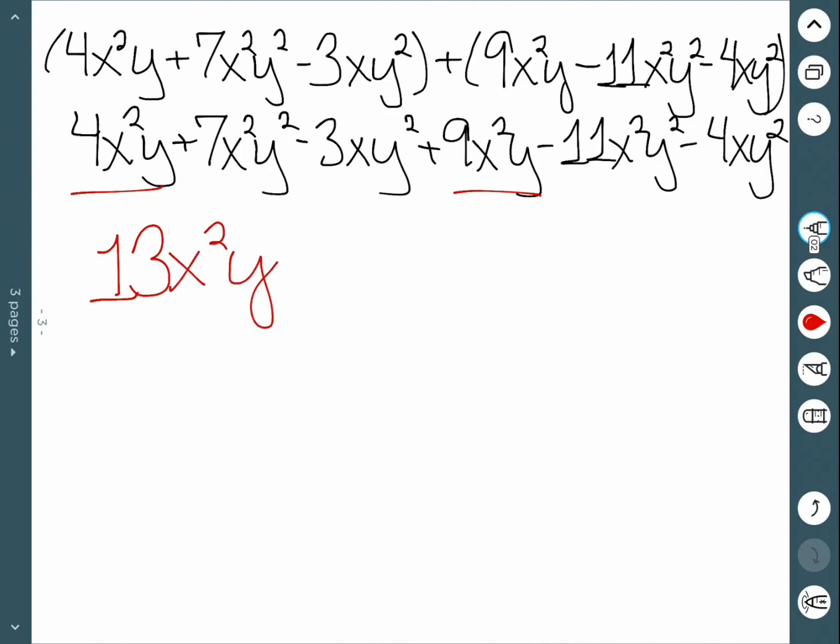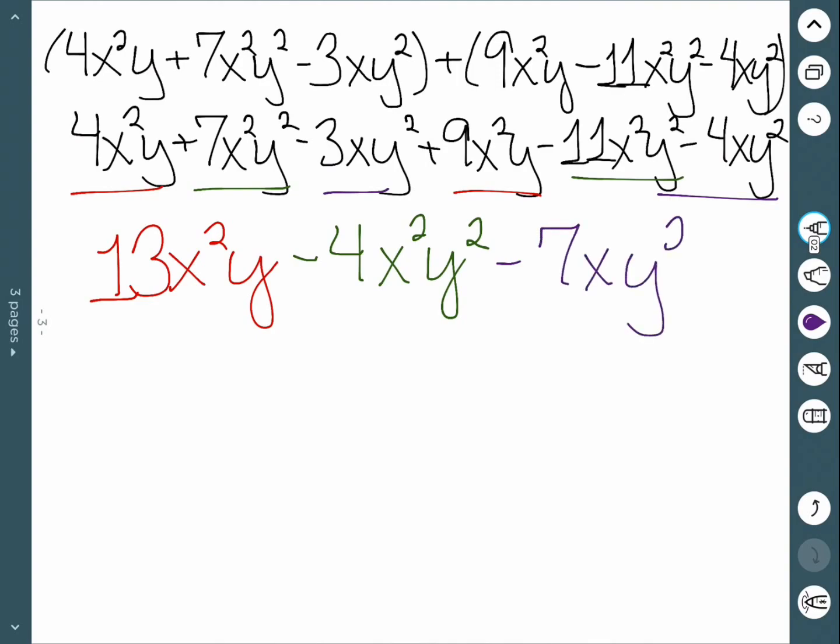Now let's move to the next term. And we can see that I have two x squared y squared terms. I have a 7x squared y squared and a negative 11x squared y squared. So 7 minus 11 would be negative 4. So we have negative 4x squared y squared. Finally, we have our last two terms. And these are both xy squared terms, so we can combine those. I have negative 3xy squared and negative 4xy squared, so negative 3 plus negative 4 is negative 7. So we now have our answer.